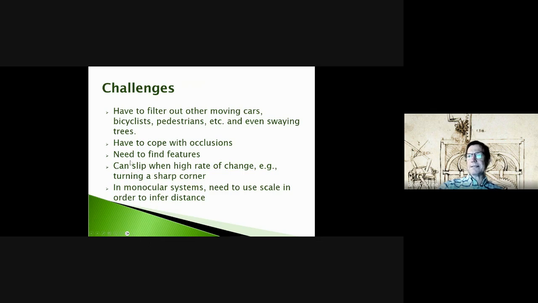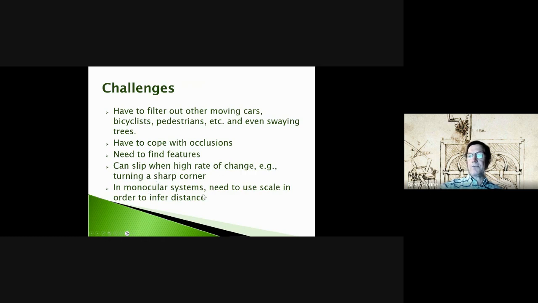We can slip out of synchronization and lose track of our features if we have a high rate of change, like we're turning around a sharp corner and we're unable to match those features, particularly as we're turning. There's now some kind of trigonometry involved and so some nonlinear things going on there.